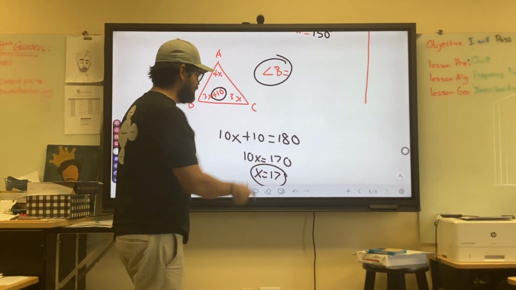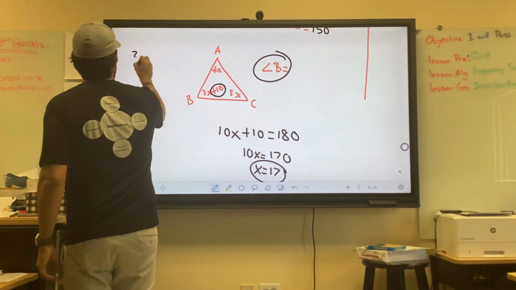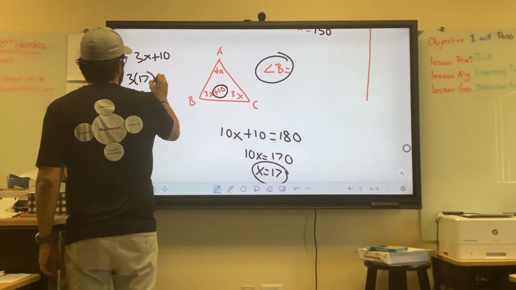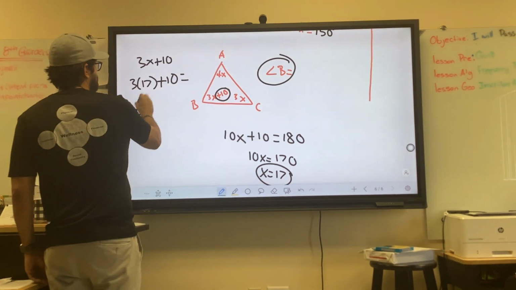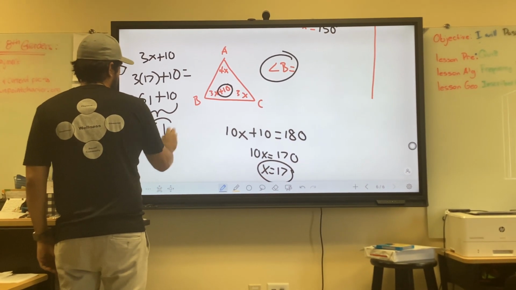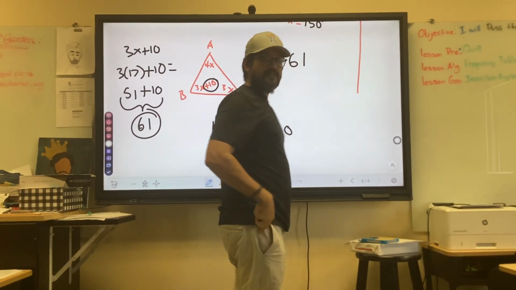So what I have to do is plug in 17 into angle B. So instead of 3x plus 10, now it's 3 times 17 plus 10. So that's going to be 30 plus 21. So this is 51 plus 10, and that's going to make 61. So I know that this angle equals 61. And that's it. Thank you.